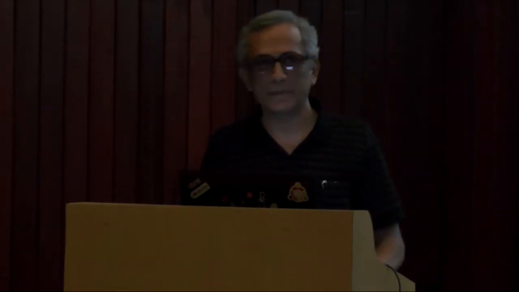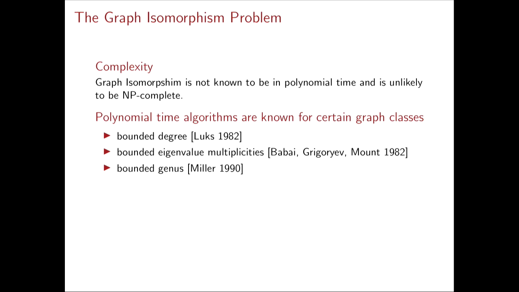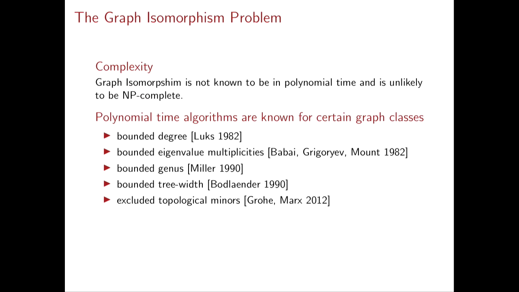Bounded genus graphs are graphs that are embeddable in bounded genus surfaces. They also have efficient algorithms. The first and second algorithms are group theoretic in nature. The bounded genus one is more combinatorial. Bounded tree width graphs are graphs that look like trees when you squeeze them into little bags of size some constant, that bound is that constant, and then you can shape them like trees. And for bounded tree width graphs, again by a combinatorial algorithm, somebody called Bodlaender found an algorithm. Excluded topological minors, so jumping forward, it's a relatively more recent result. Topological minors I won't describe for you.